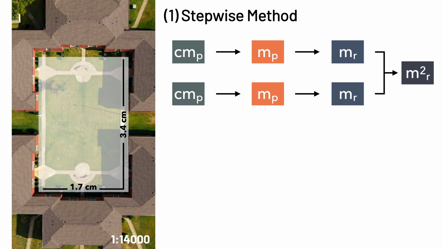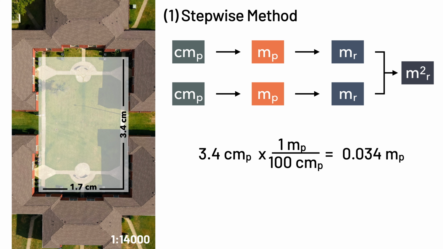Let's start with one side. We start with 3.4 centimeters in the photo and convert to meters in the photo using the same method as before. We multiply by a conversion factor of what we want over what we have. We want meters in the photo, and we have centimeters in the photo. Again, we need a relationship. 1 meter is 100 centimeters. Now we do the math again, move the decimal 2 places, and get 0.034 meters in the photo.